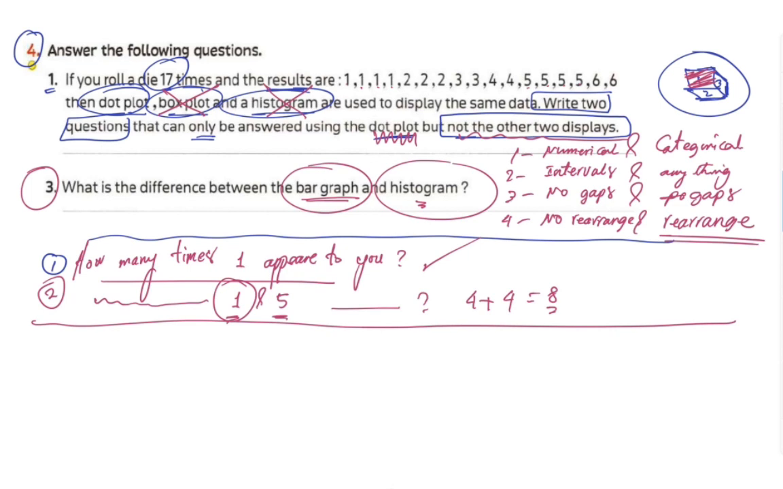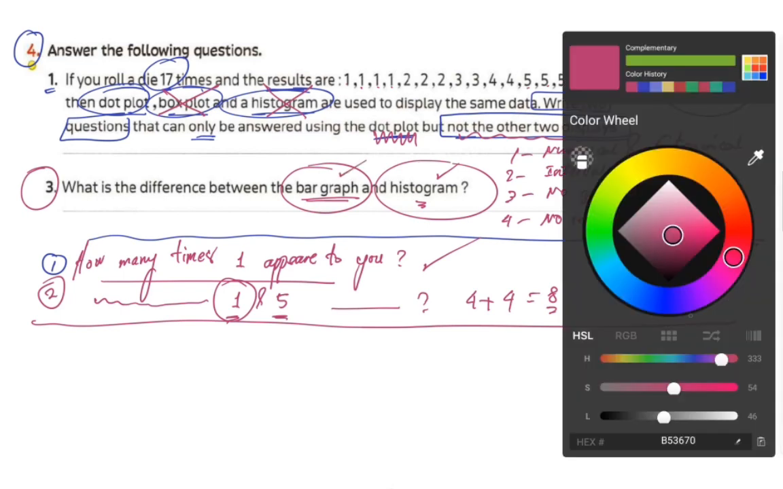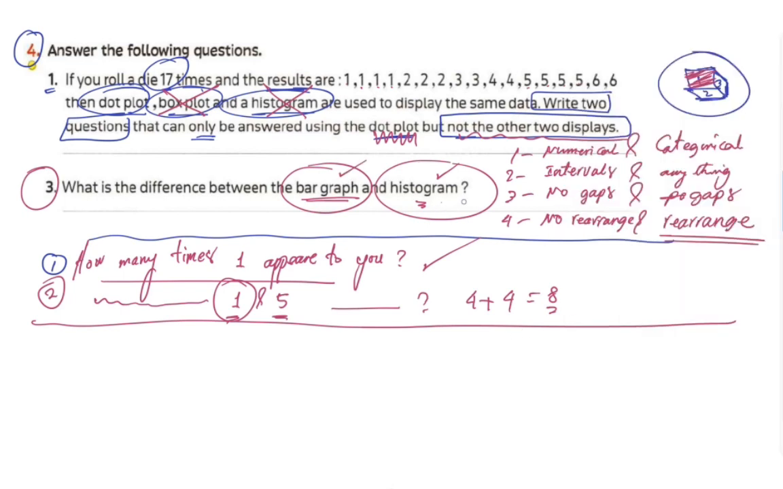Again, a histogram must be numerical, but a bar graph may be categorical. A histogram has intervals, a bar graph anything. In a histogram there is no gap, no free space between parts, but in a bar graph I can have some gaps, there's no problem. In a histogram I cannot rearrange parts, but in a bar graph I can rearrange the parts.